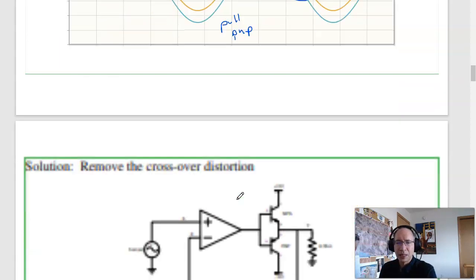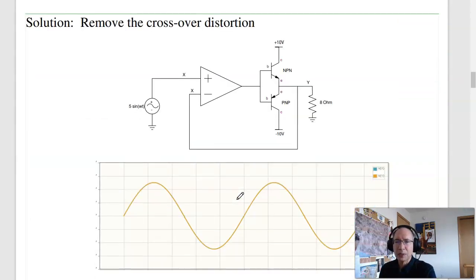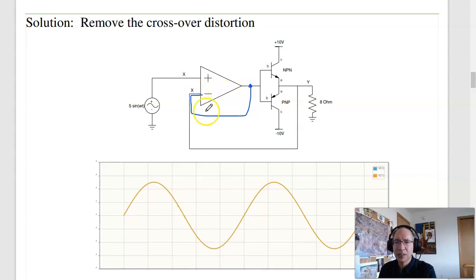To get rid of the crossover distortion, what I do is I add an op amp. With an op amp, V plus equals V minus. So this is the same. Actually, what I would do when I build this, first thing I do is build a voltage follower like this. V plus equals V minus. This is X. That gives you exactly the same circuit we had before. I'll have Y equals X plus or minus 1.4 volts. I'll get that crossover distortion.